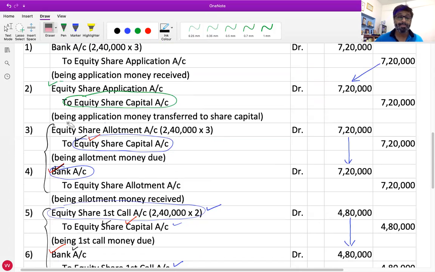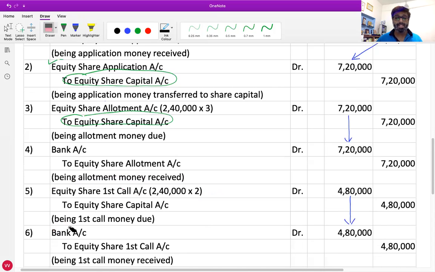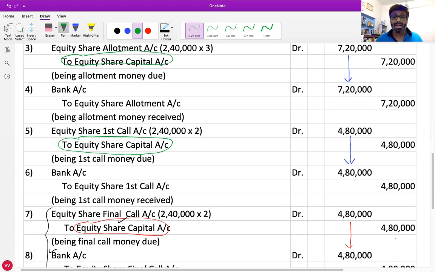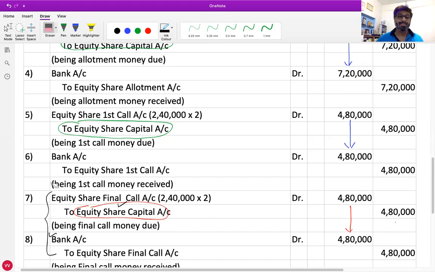In the same way, in the third entry, equity share capital is credited. So what will you write on the credit side of the equity share capital account? By equity share allotment account. The fourth entry will not affect equity share capital, will it? No. The fifth entry again affects equity share capital, so on the credit side, by equity share first call account, 4,80,000. Will the sixth entry affect it?